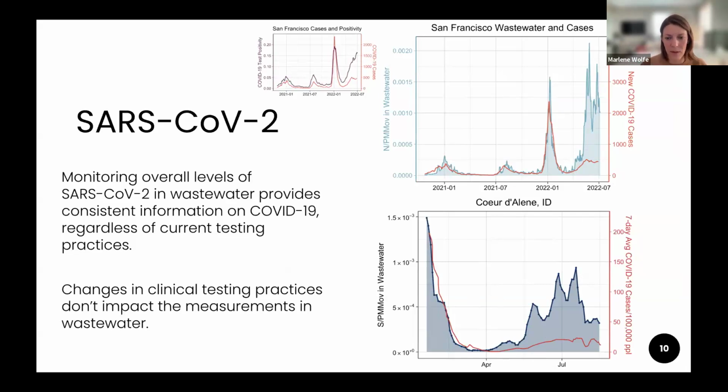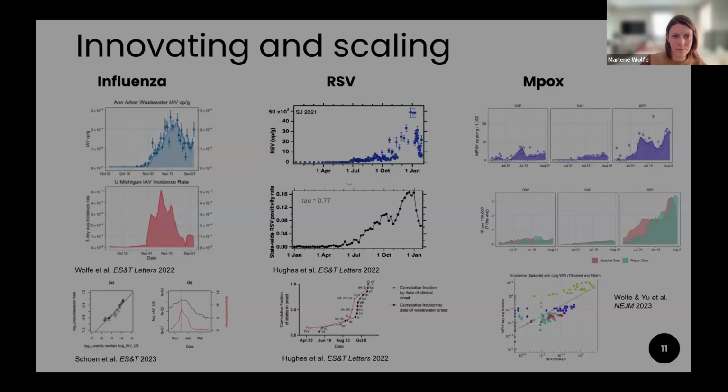And what happened there is that there was a change in testing practices in the United States that drastically altered the accessibility of tests and the way that they were counted. And so what we can see in the decoupling of the wastewater data from the clinical data in these two examples is that the wastewater data is continuing to give us a consistent picture of the number of infections in the community when those testing practices change. So it's very robust to some of these changes that can be really challenging, especially in outbreak settings.